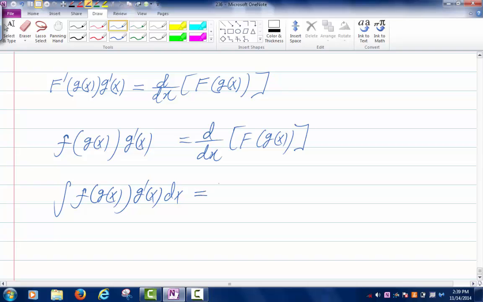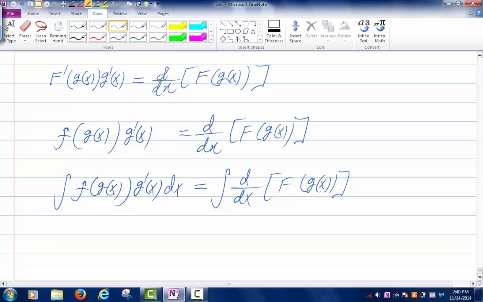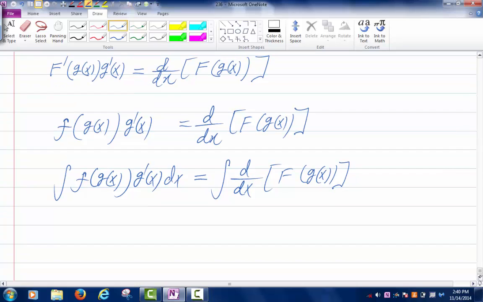And then, if I take the integral of the right-hand side here, let me write it down. If I take the integral of the derivative of capital F of g of x, what should I end up with? What is that integral? Can you tell me what that integral is? What's the integral on the right side? What's the integral of d dx of capital F of g of x?